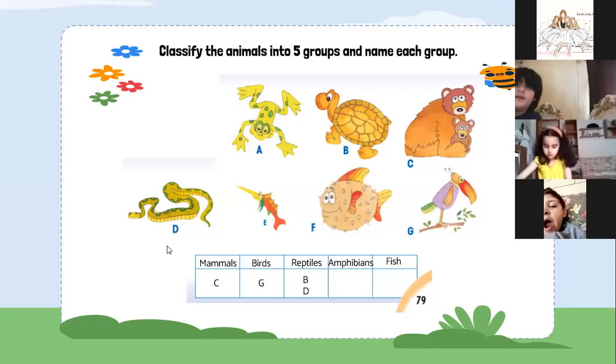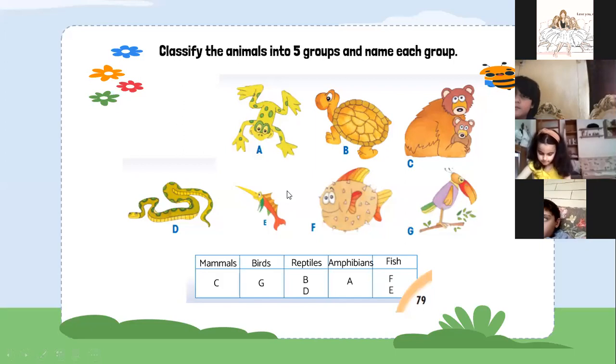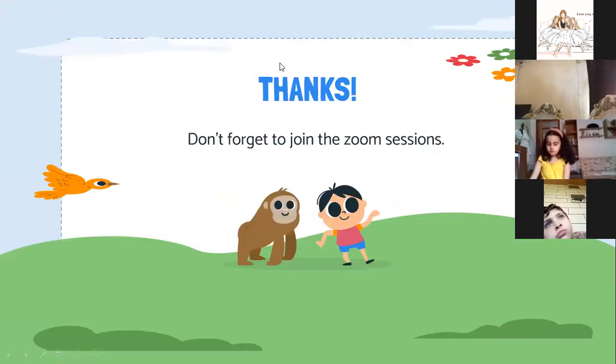Alice, which animal is an amphibian? A frog, so write letter A. And the fish, we have letters F and E. Letter F is called a blowfish. So when you see this fish, the name of this fish is a blowfish. And letter E is called a swordfish. You're done? Any question? No. Okay.